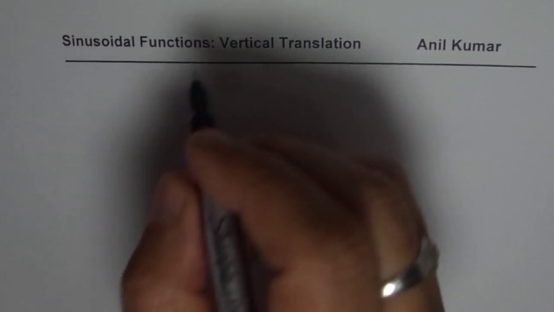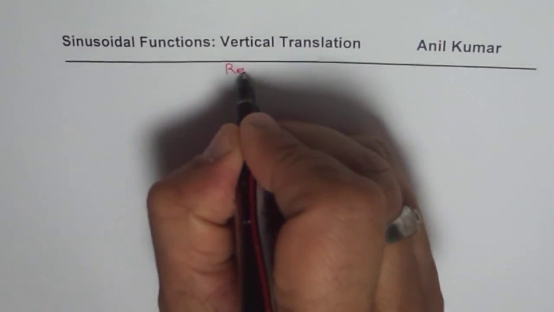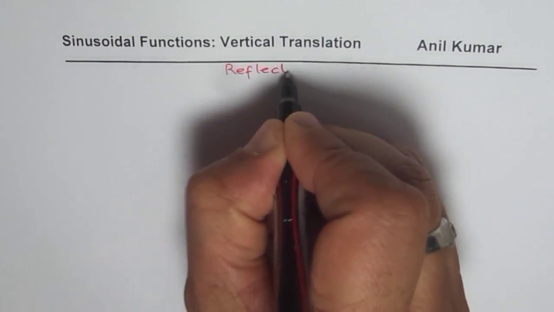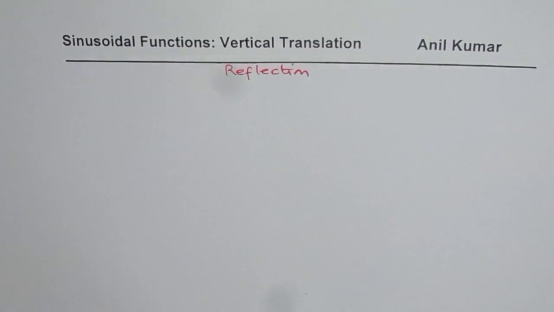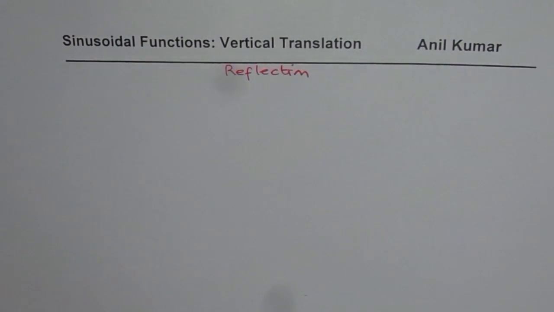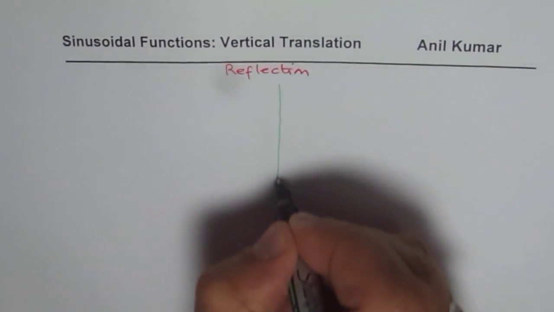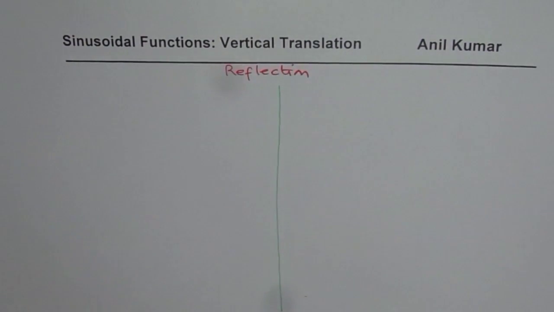I'm Anil Kumar, and in this video we will understand how the sinusoidal functions get affected when we translate them vertically. I'm also thinking of adding reflection in this part of the video. So we'll do both the things. So reflection and vertical translations, right? We have already considered the effect of change in amplitude by vertical stretch and the time period, right? So we will now look into two parts, which are reflection and vertical translation.